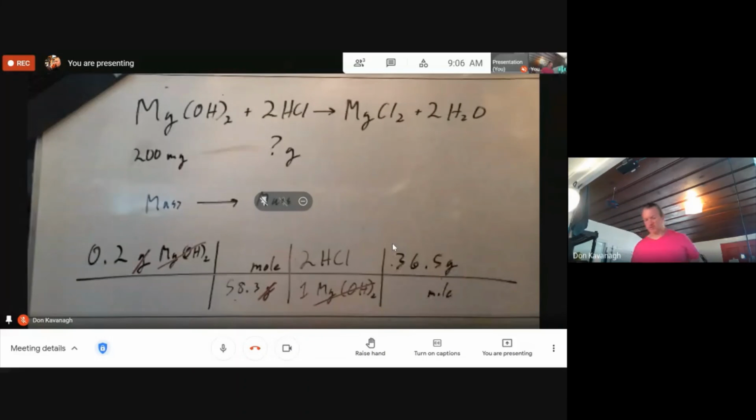So now what's only left is grams of HCl, solving for how much tummy acid would be neutralized with this antacid tablet.